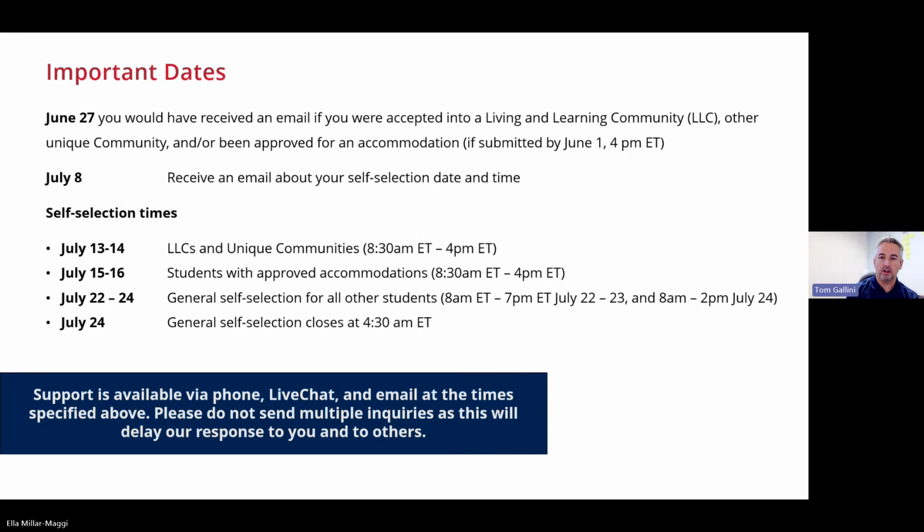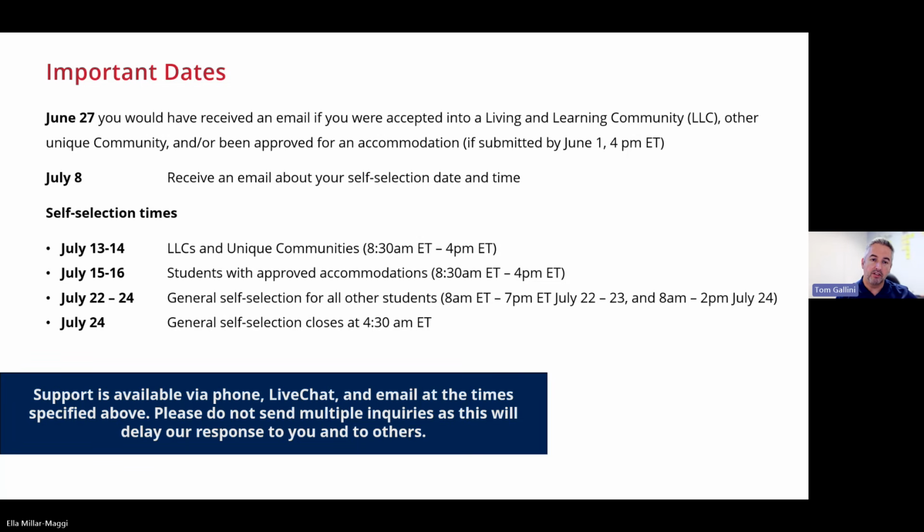You should have received an email if you were accepted into a living and learning community or a unique community, or if you've been approved for an accommodation. If you were successful in getting into a living and learning community or a unique community, you should have had the opportunity to opt out. If you didn't get that email, please do check your applicant email and your Queen's email. Sorry, that date is wrong. On July 9th, you're going to get an email about your self-selection date and time. That will tell you that your time is viewable in the Housing Ancillary Services portal.